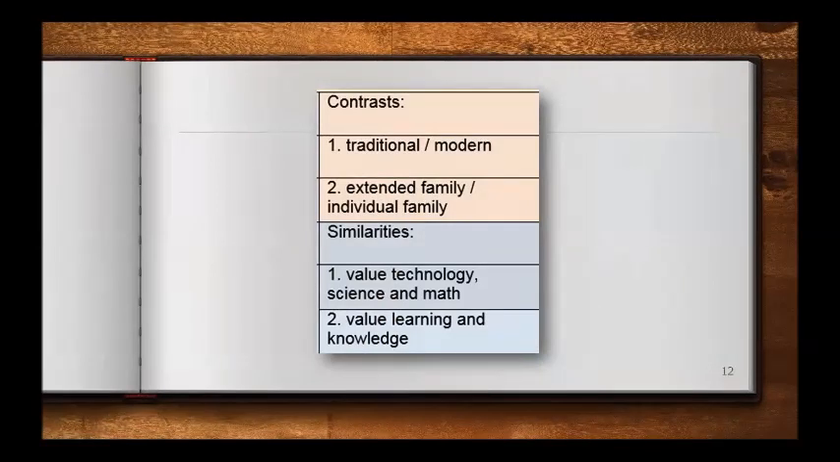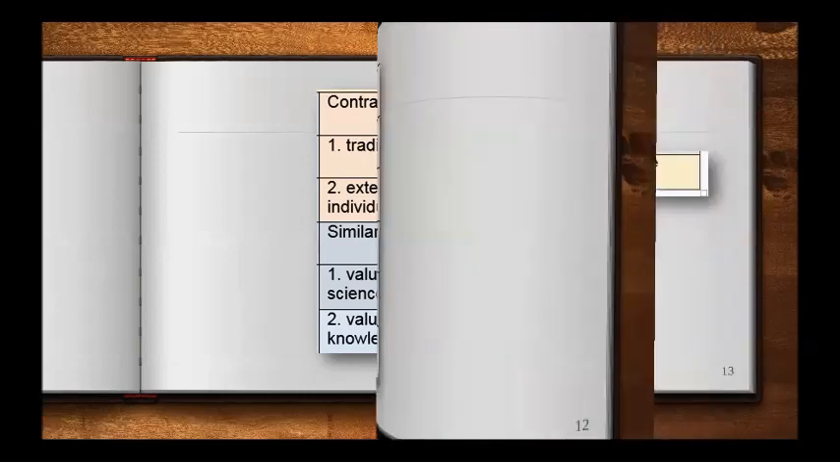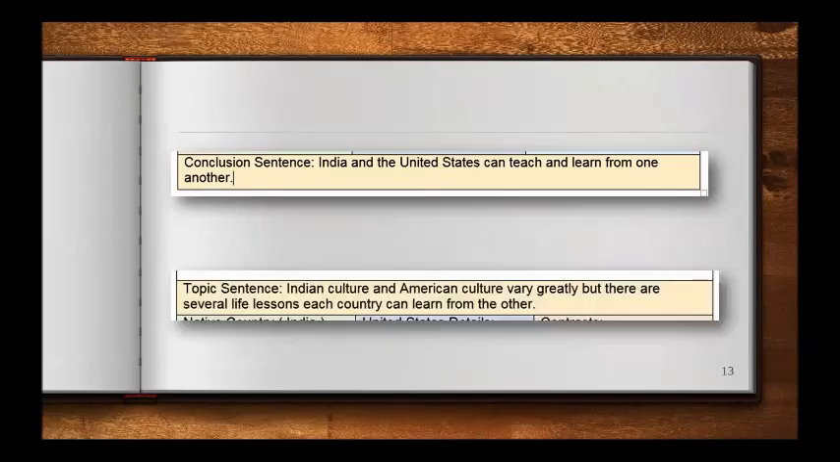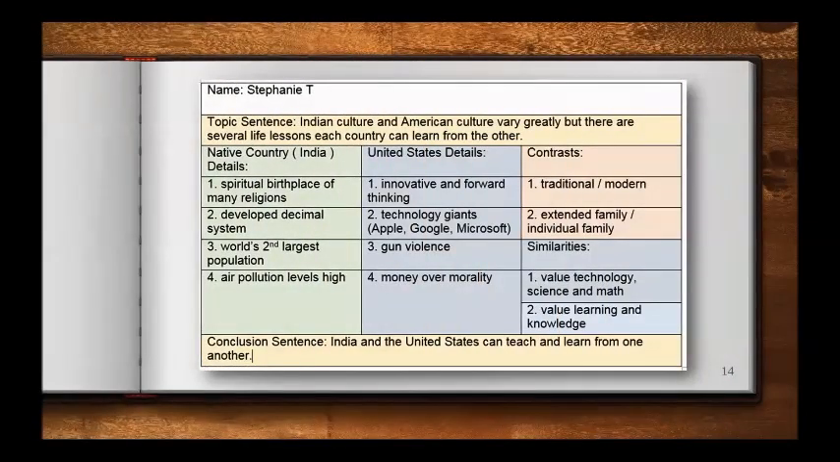Here are my contrasts and similarities of the cultures of the 2 nations. Here is my conclusion sentence. You will notice it resembles my topic sentence. With a completed essay organizer, I'm ready to write my first paragraph.